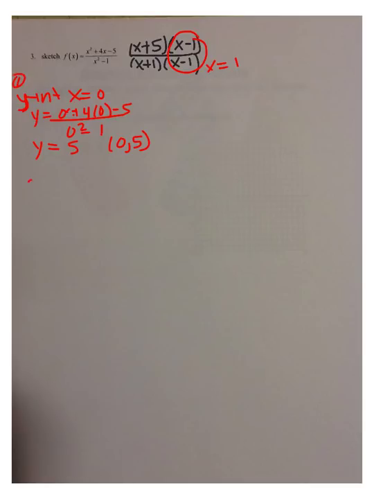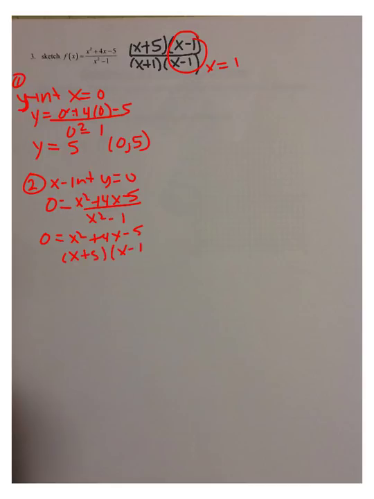All right, I need my x-intercept. That's when y is equal to 0. So I get 0 is equal to x squared plus 4x minus 5 over x squared minus 1. So 0 is equal to x squared plus 4x minus 5. That factors, and we already know the factors: x plus 5, x minus 1. So it's x equals 1 and x equals negative 5. But I know that at x equals 1 there's actually a hole, so that's not going to work. So that's negative 5, 0 there.